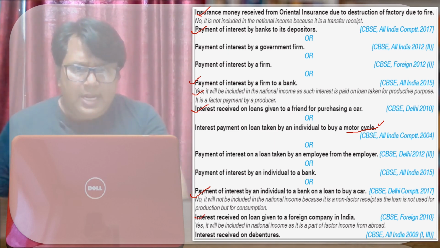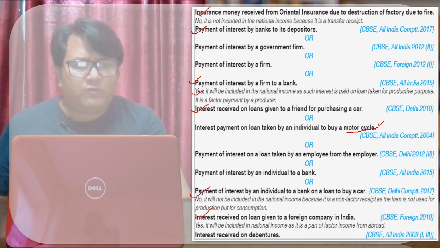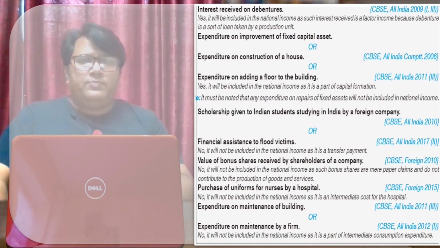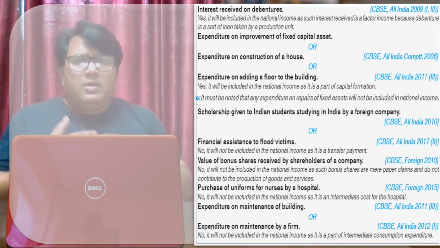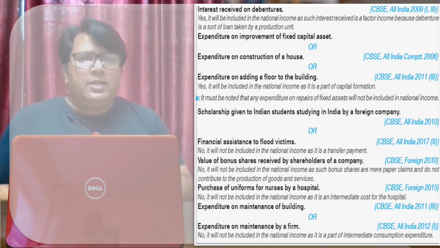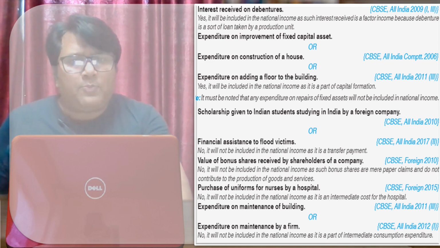Next is interest received on a loan given to a foreign company in India, definitely because it is for production. Foreign company is paying the interest, so it is an income. It is a factor income from abroad. Let us see some more. Interest received on the debenture. Yes, it will be included in the national income because it is being taken for production purposes, which we have already discussed.